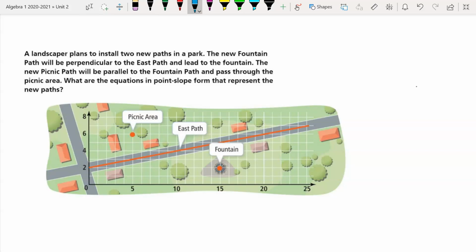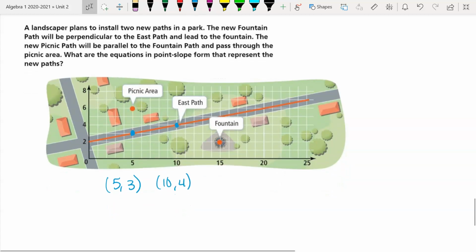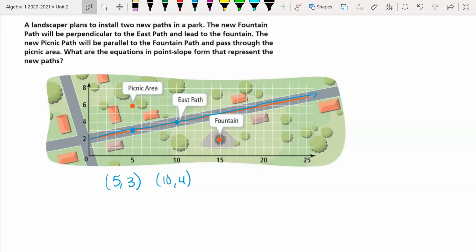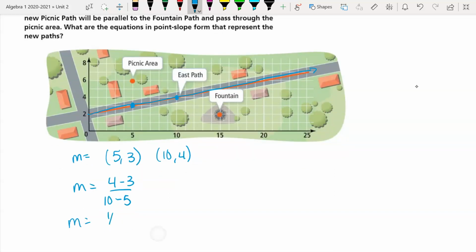So here's what we need to do. Let's find the slope of our east path. So let's start there. There's one point that looks like (5, 3) to me. Here's another point. Looks like (10, 4). So let's find the slope of our east path. My slope is y2 minus y1 over x2 minus x1. So I get 1/5.